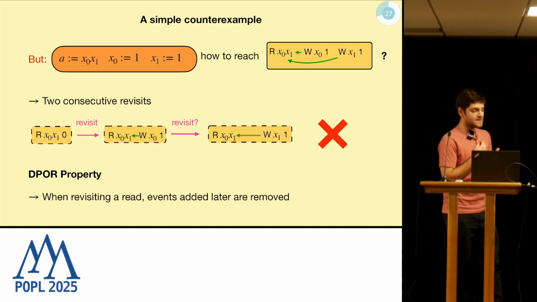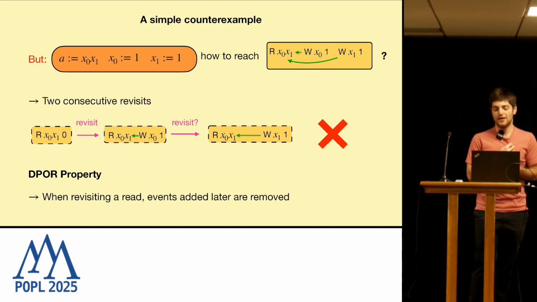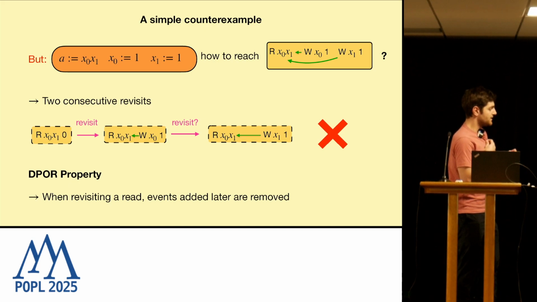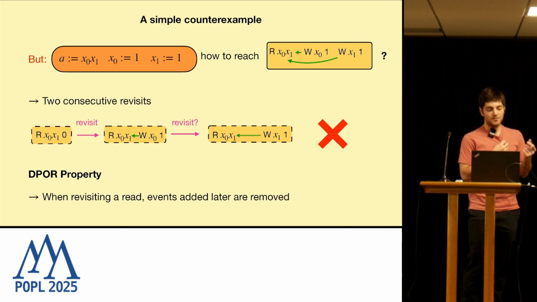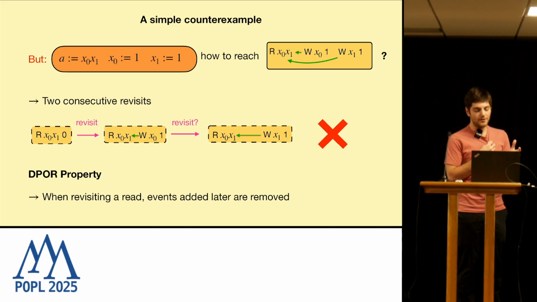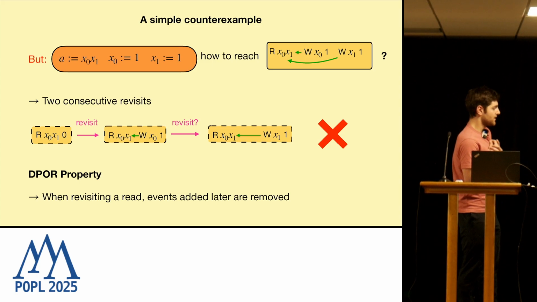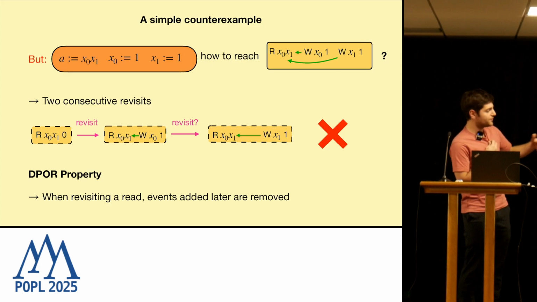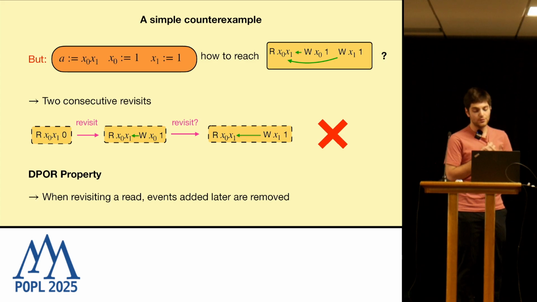And the reason for this is how these kinds of DPOR algorithms work. What they do when you revisit is that you remove all the events, all the nodes that were added after the read and are not the write or something that the write depends on. So they would get you to the execution there, which is not what you want. And going forward, you also cannot reach the graph that you want, so you would miss it.